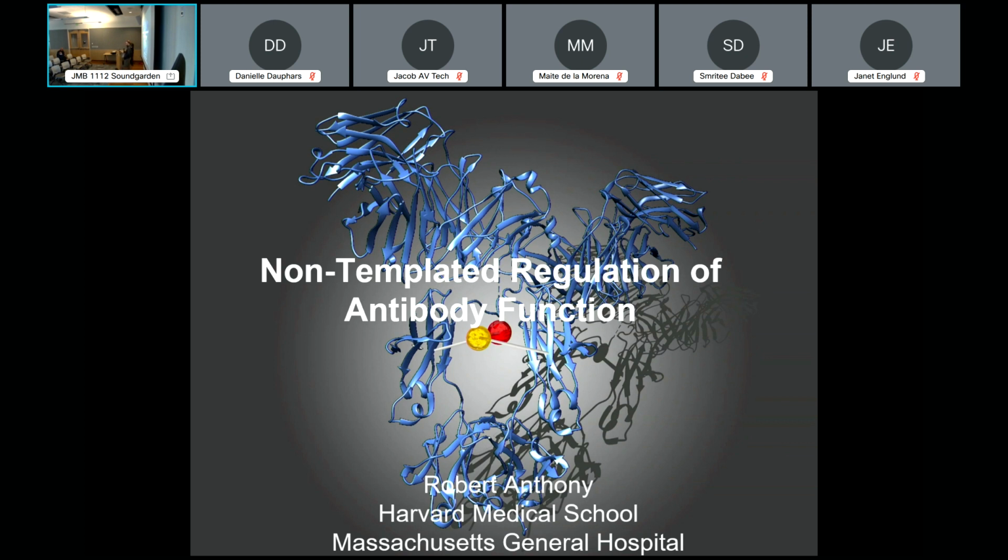He's gone on to start his lab on glycosylation and really novel thinking about how you can do glycoengineering in vivo. And I'm going to introduce this talk, non-templated regulation of antibody function, and hopefully I can follow.